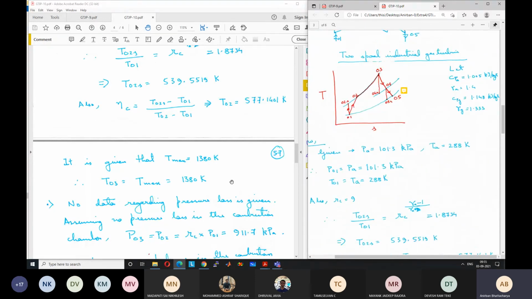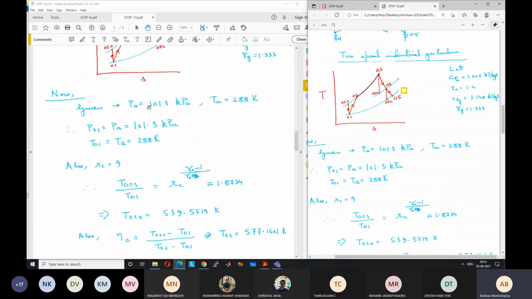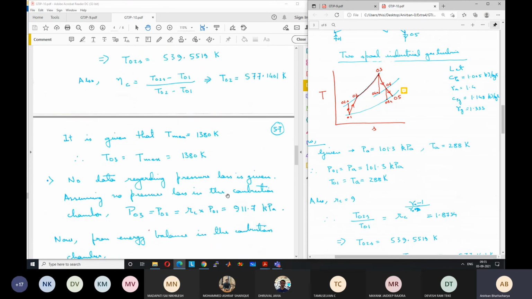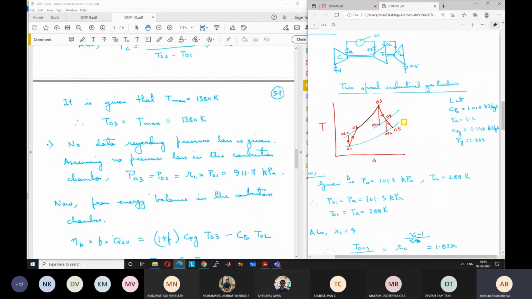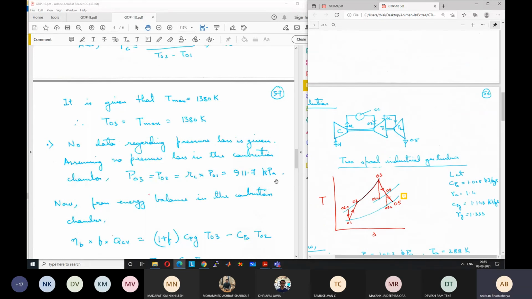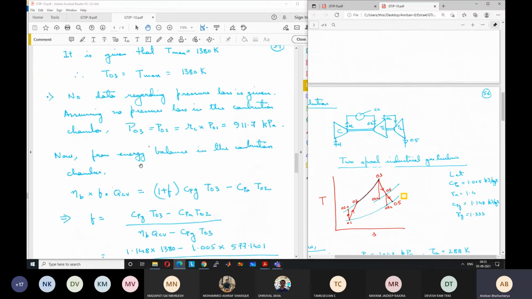What about the pressure here? This is also known, because the inlet pressure is 101.3 kPa. Pressure at 02, P02, will be compression ratio into P01, so 9 into 101.3 kPa. P03 is also equal to P02, which is the compression ratio RC into P01. So this is 9 into 101.3 kPa, equal to 911.7 kPa. We are assuming that there are no pressure losses.